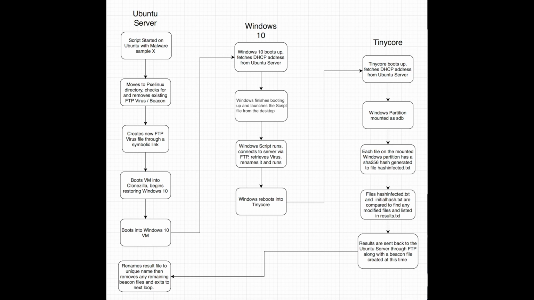Now this diagram shows the flowchart process for all of the scripts on the various operating systems. So as you can see, it's sorted into Ubuntu server, Windows 10 and TinyCore, and highlights at what points it swaps between them and how they interact basically.